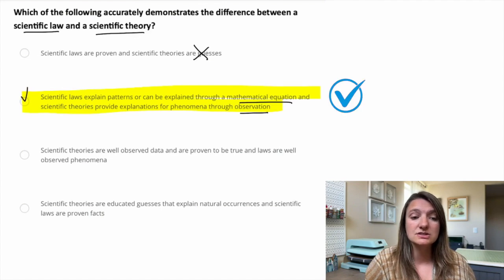But if we go through the next two, scientific theories are well-observed data and are proven to be true, and laws are well-observed phenomena. That is not true. Scientific theories are educated guesses that explain natural occurrences, and scientific laws are proven facts. So they can be changed as new observations are collected. So that's not true. So our answer is B.